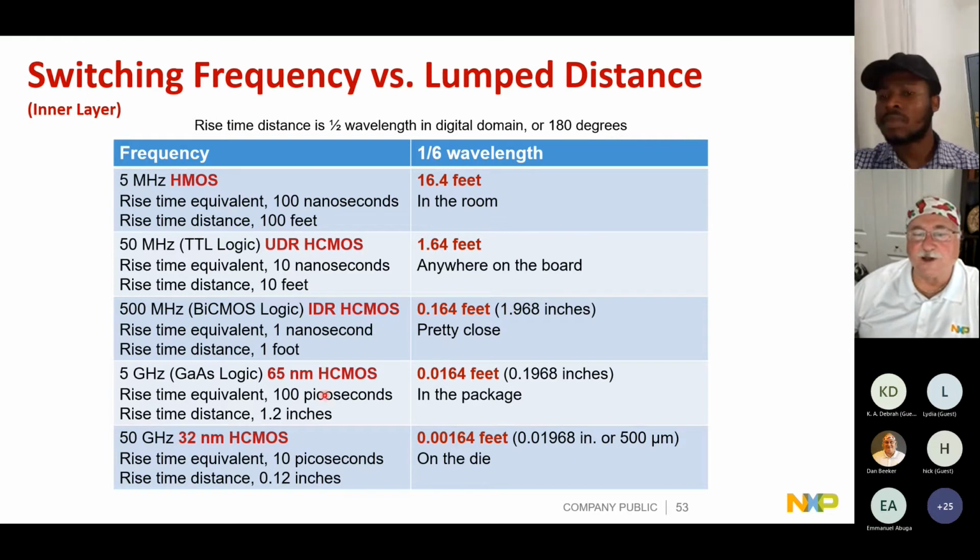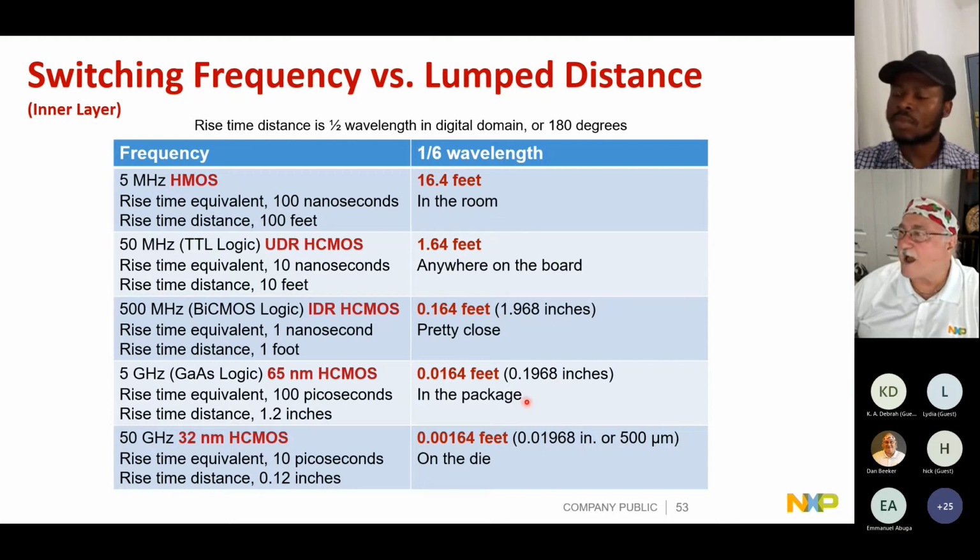At 100 picoseconds, you're switching such that the termination has to be in the die. That's where DDR4, DDR3, SerDes, all these very fast signals are terminated on the die, because by the time you get from the die to the circuit board through the lead frame wire bonds, you're way past lump distance and you're having all kinds of problems with what we call ringing.